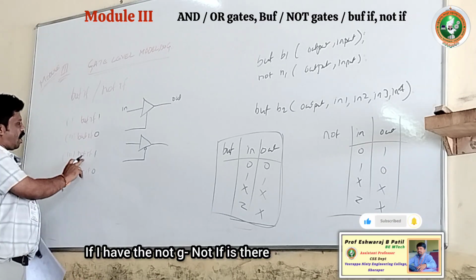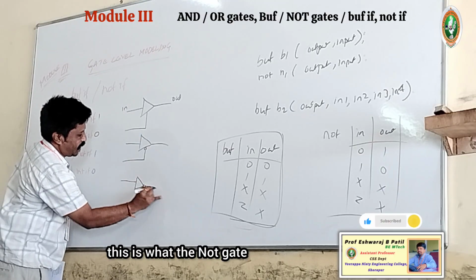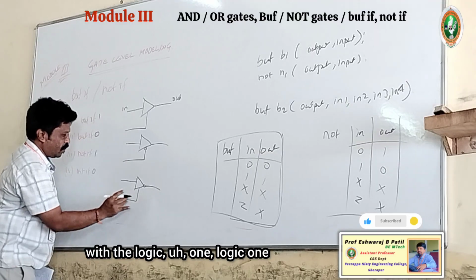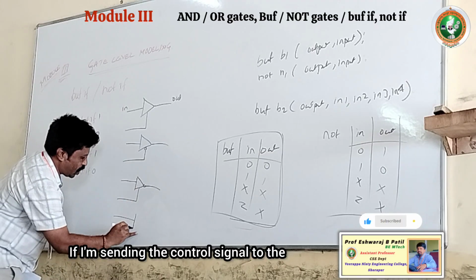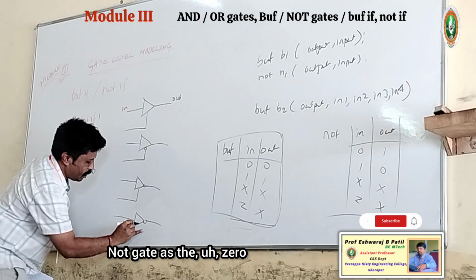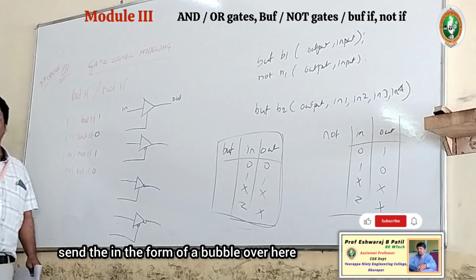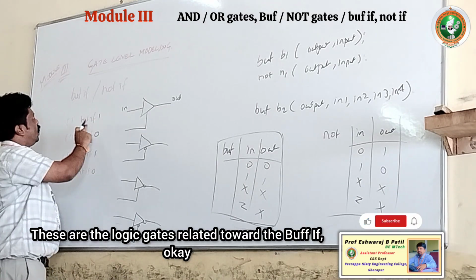Bufif0. If I have notif1, this is the NOT gate. I am sending the control signal over there with logic 1. If I am sending the control signal to the NOT gate as 0, then I have to put a bubble over here. These are the logic gates related to the bufif.